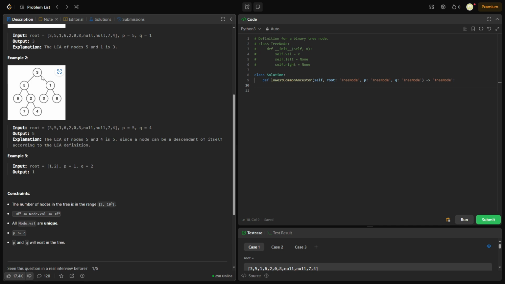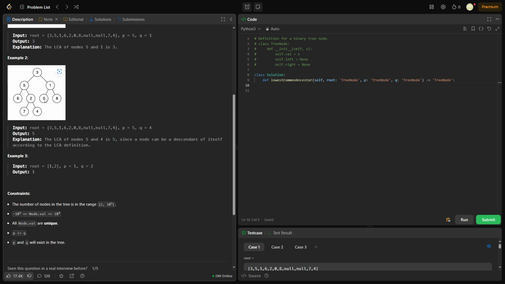Okay, we'll start at this root node. Is P or Q equal to 5, which is this node? Yes. So we basically return up and we say, okay, we found something on the left side. Now we go to the right. Do we find 5 or 4 here? No.